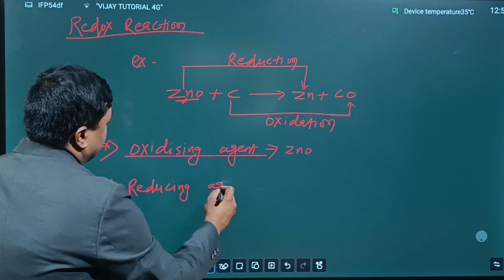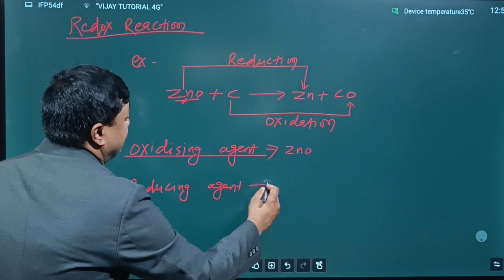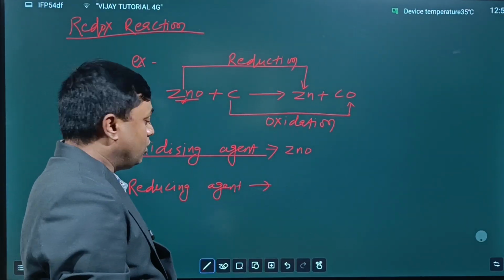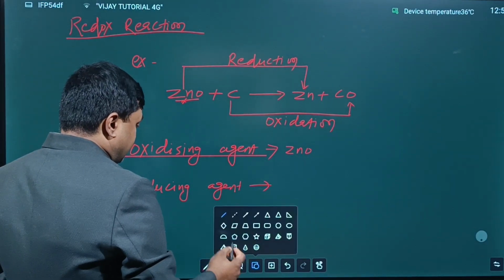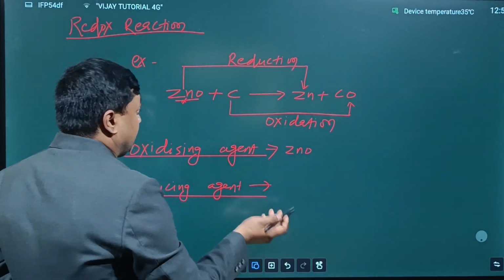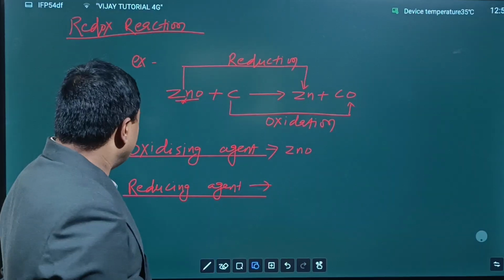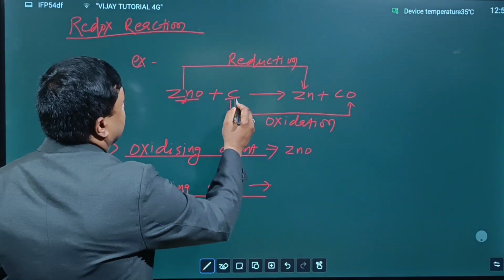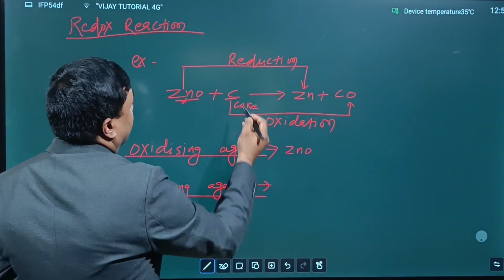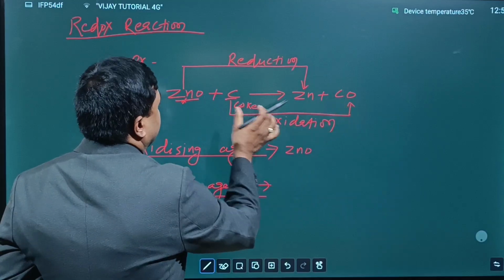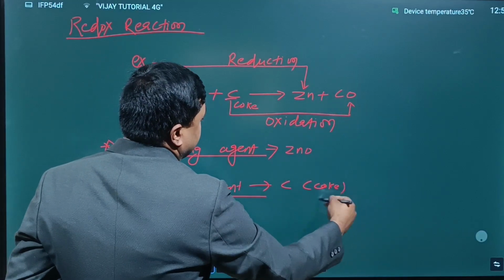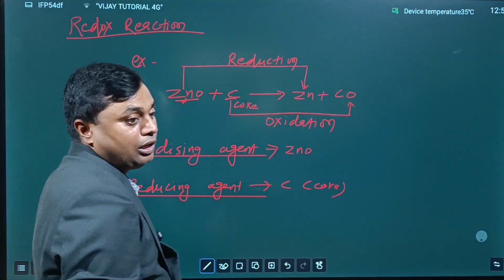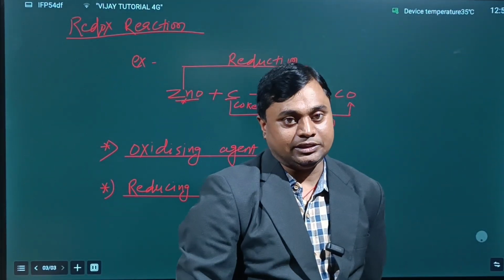And similarly, what is the reducing agent? The substance which undergoes oxidation, it is just the opposite, children. The substance which undergoes oxidation in the redox reaction is called the reducing agent. You can see here, this is coke actually. Coke is undergoing oxidation. So here C, that is coke, is the reducing agent. Yes or no? So they may ask you to identify the oxidizing and reducing agent.